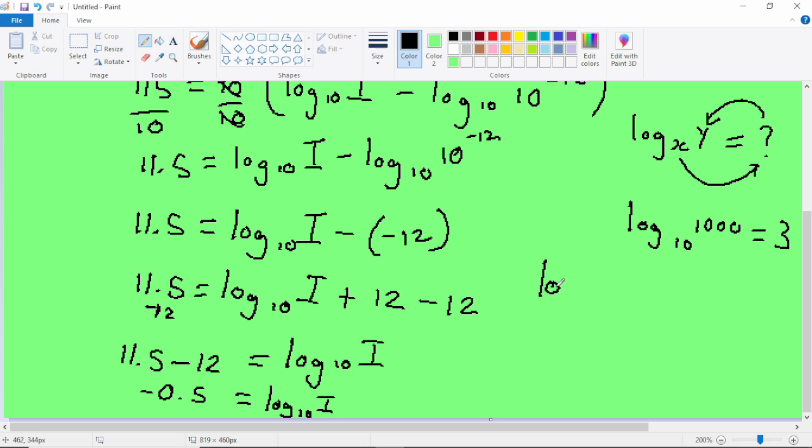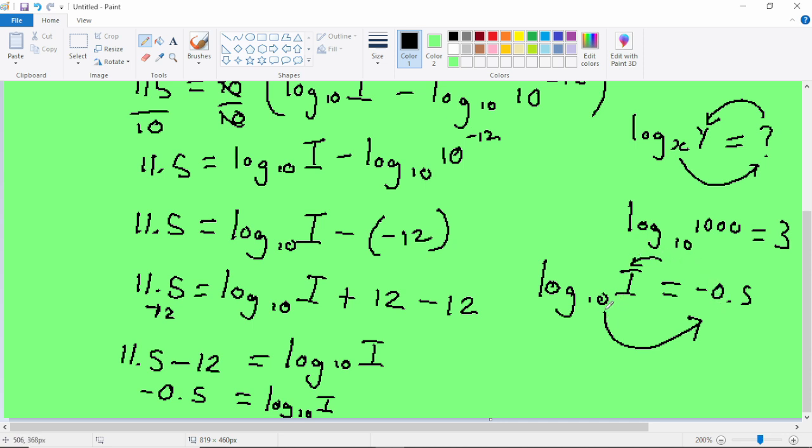Log base 10 of I is equal to negative 0.5. So let's ask a question: 10 raised to what number gives I? But we're trying to find I. So all we have to do is say 10 raised to 0.5, and that answer is going to be I.